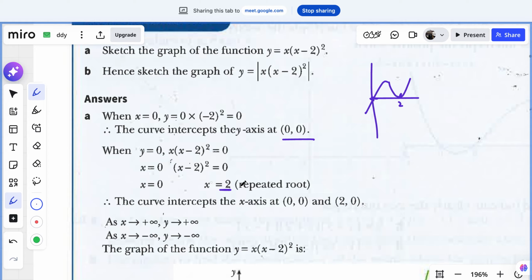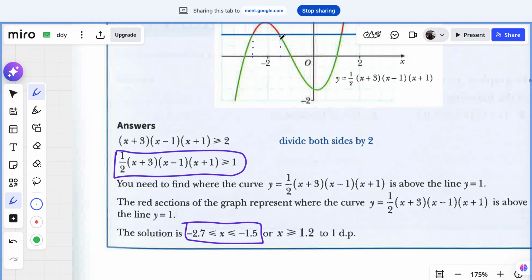You can say x is, you write the bigger one. x is less than negative 1.5. This place is negative 1.5. You can see it's halfway. Let's assume it's halfway between, because here is negative 1, here is negative 1.5, here is 2. There is halfway negative 1.5 and negative 2.7. This one is negative 2.7.